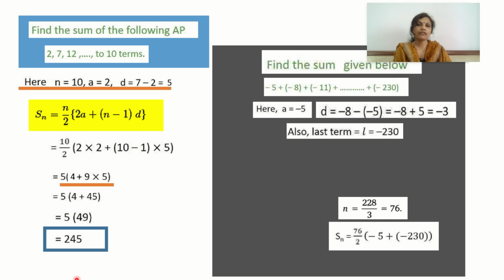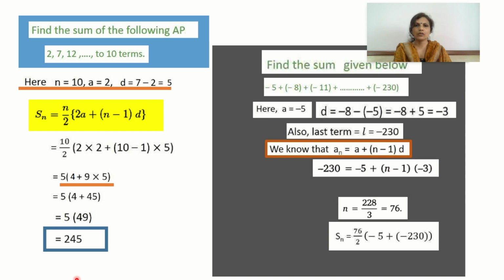Alright, what do we have to find out? We have to find the sum of this AP. But one thing is missing. We have been given the first term and the last term, but how many terms are there in this AP? We are not aware. So we will first find n, and to find n, we will make use of the formula an is equal to a plus n minus 1 into d. Now in our case, what is an? What is the last term given to us? Minus 230. Substitute that. Minus 230 is equal to minus 5 plus n minus 1, and d is minus 3.